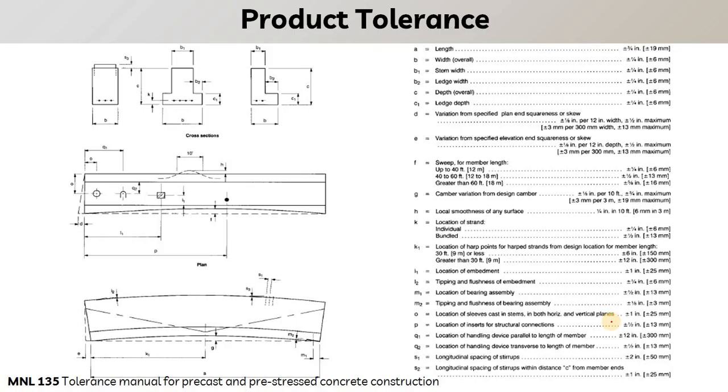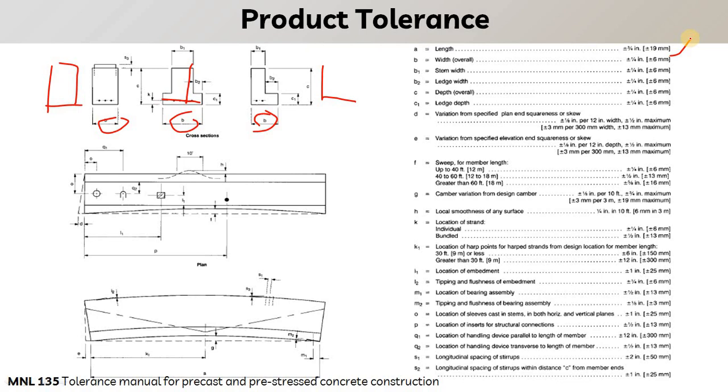So let us discuss the product tolerances. If we talk about the product tolerances, we have the manual, that is Manual 135, which is the tolerance manual for precast and prestressed concrete construction. Here you can see this is the width of the beam, shown as B. It can be a rectangular beam, an inverted T beam, or an L beam, depending upon the requirement. What the code suggests is that the length tolerance shall be plus or minus 19 mm.